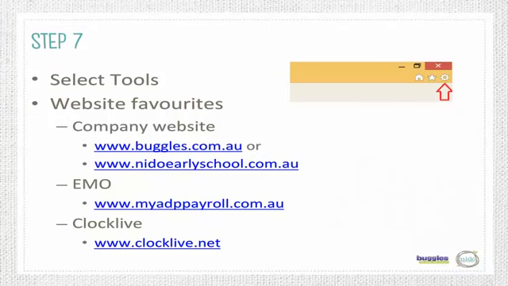Step 7. While still in the desktop of the tablet, set the Internet Explorer favourite websites for ease of access for users. The following websites are recommended to be installed. Firstly, the company website, which is either Buggles or Nido Early School. Email access via www.myadppayroll.com.au and Clock Live access via www.clocklive.net. To do this, while in Internet Explorer, under Tools, select Internet Options. Under the Home page, type in each applicable website address on its own line and click OK.